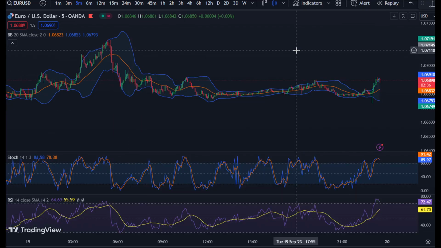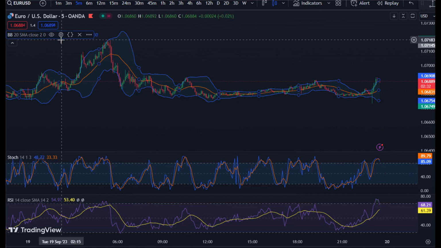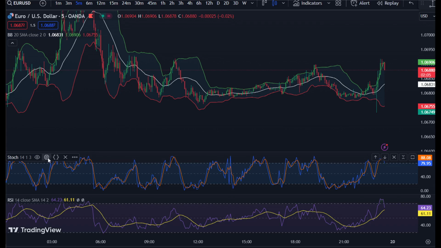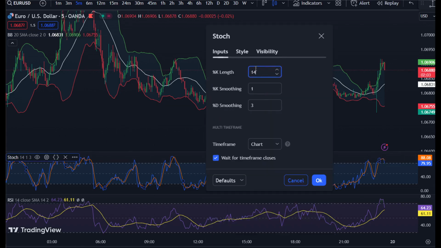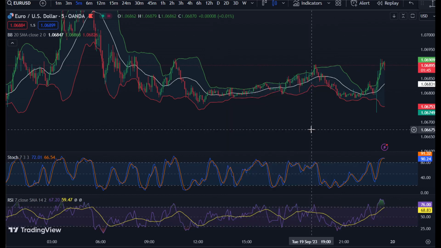All right, so once we have our indicators loaded up, we're going to leave the Bollinger Bands alone. However, I like to change the visibility to make it easier to read. For the Stochastic indicator, we're going to go to settings, go over to inputs, and change the K length to 7, and the smoothing length to 3. For the RSI, we're just going to go over to the length, and change the length to 7. So this is now how your indicator should appear.